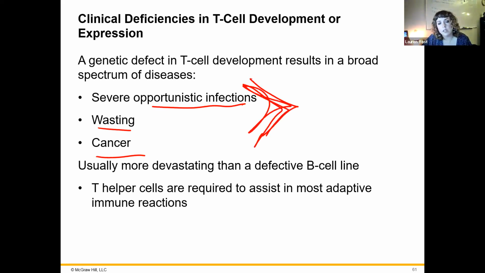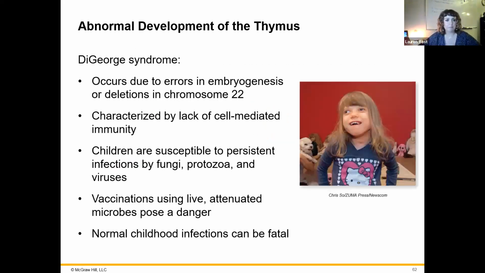What else do we see this in? AIDS. So this is the same thing. We're having a depletion of T cells in AIDS to the point that you have these other things happen. So not surprising that these symptoms are being seen here. If you have a genetic version of it, this can be more devastating than a B cell line issue, because you need the T helper cells, right?